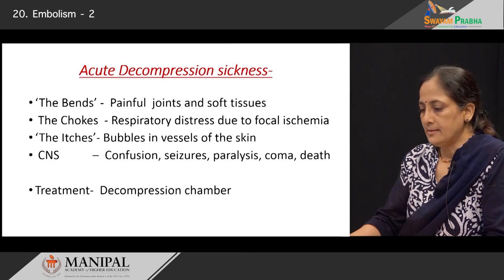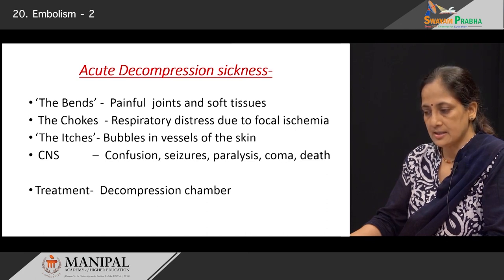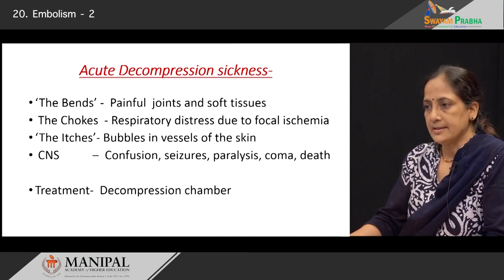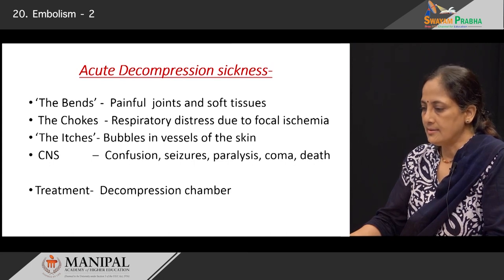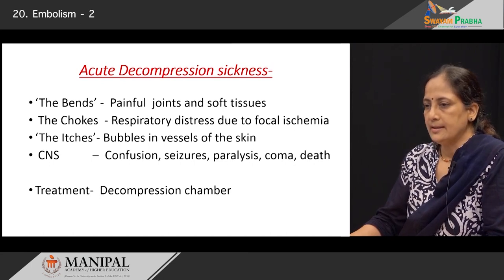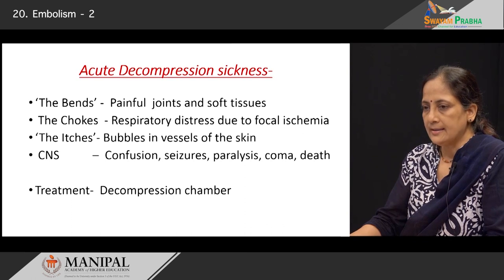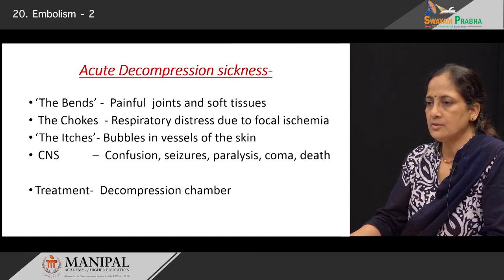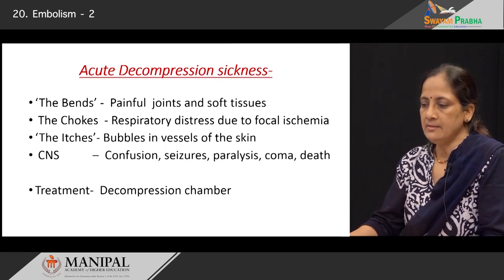Similarly, bubbles in the central nervous system vasculature initially manifest as irritability, restlessness, and confusion, progressing to seizures. If bubbles are in the spinal vessels, it can cause paralysis. Eventually, coma and death result. If such manifestations are seen, these patients are usually taken back down to a higher atmospheric pressure to allow the bubbles to dissolve, and then gradually allowed to come back to the surface. Otherwise, they can also be placed in decompression chambers and the pressure gradually reduced.